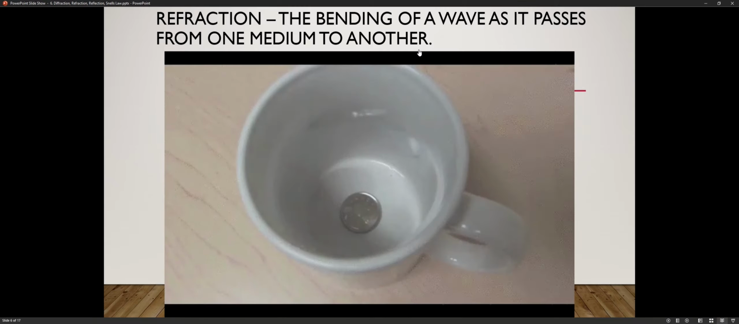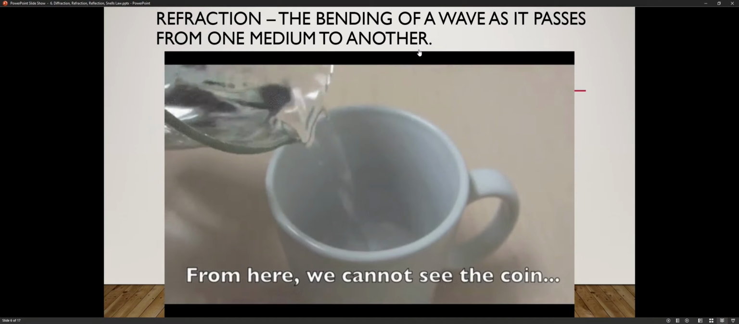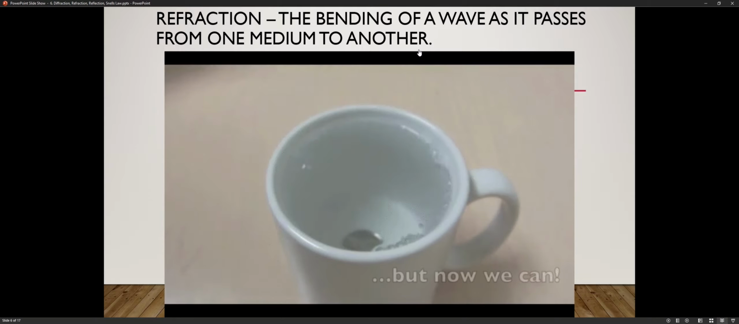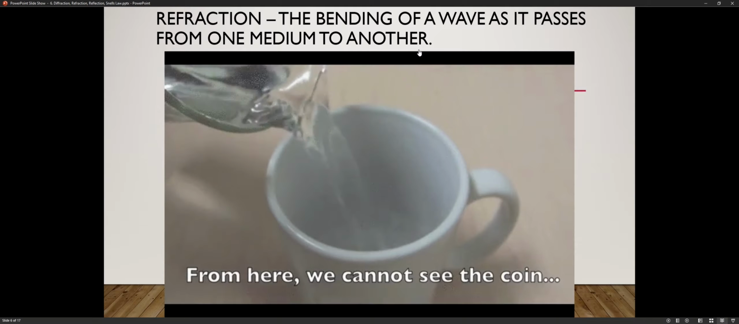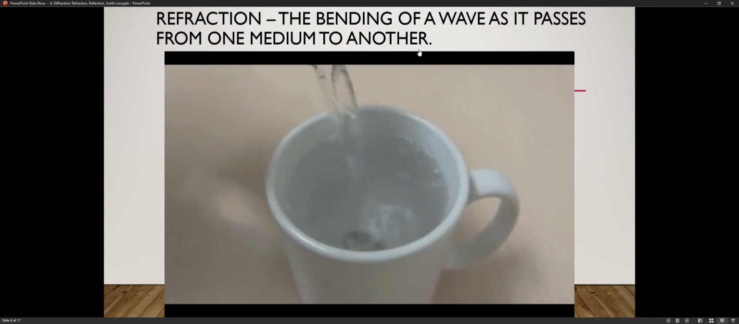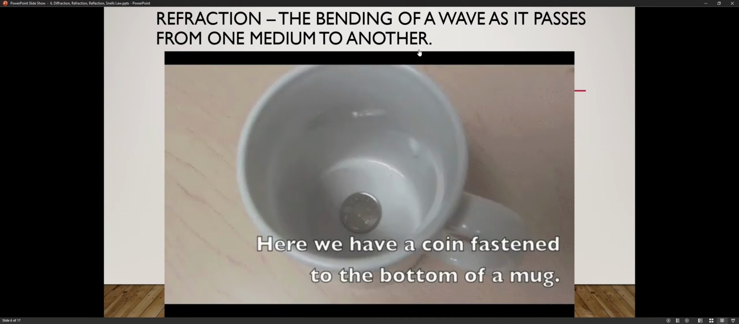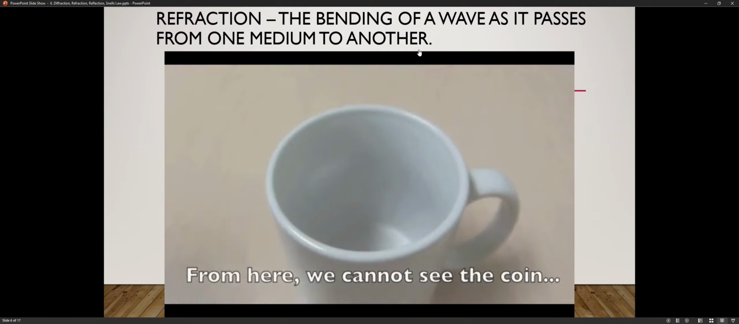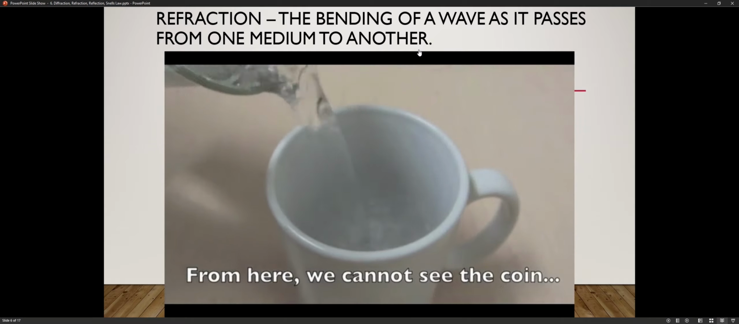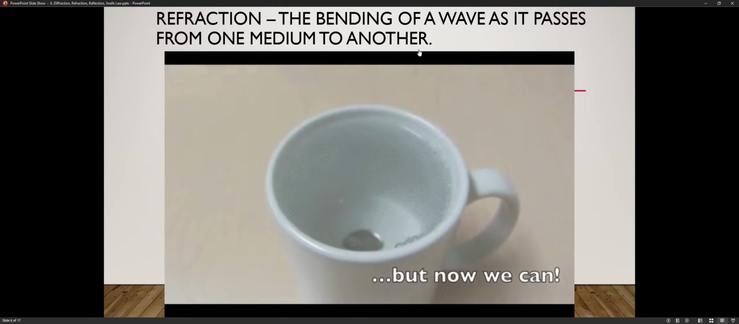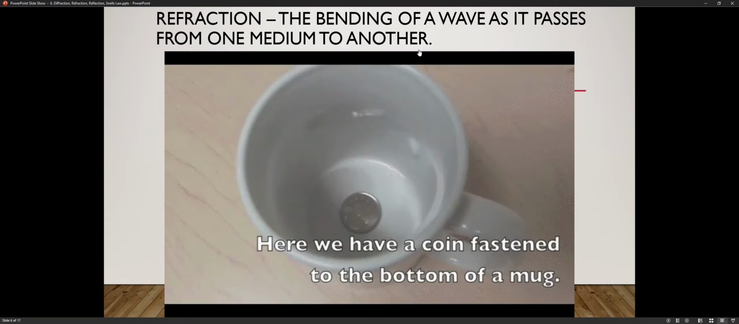So you have a coin at the bottom of this cup. There's no water in it. And now you pour water into the cup. Originally, you couldn't see the coin. But now that you added water into the cup, you can see the coin. Why does that happen? It's the same reason as in the videos that you watched. Light rays, light waves, as they go from one medium to another, the light bends. For example, as the light goes from the water into the air, the light is bending.